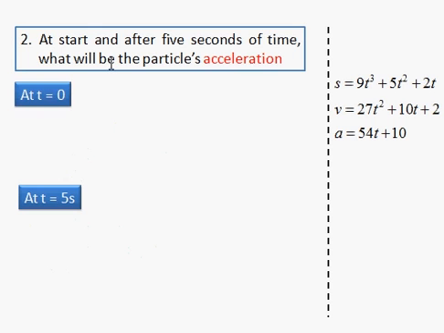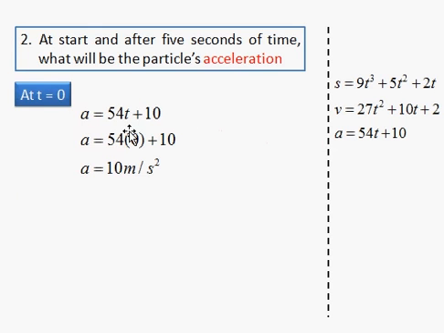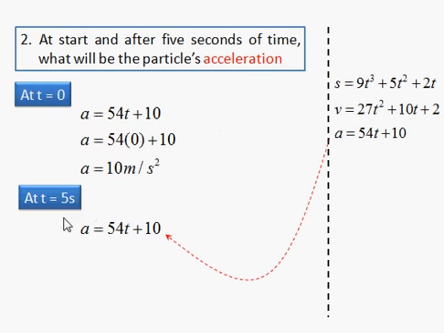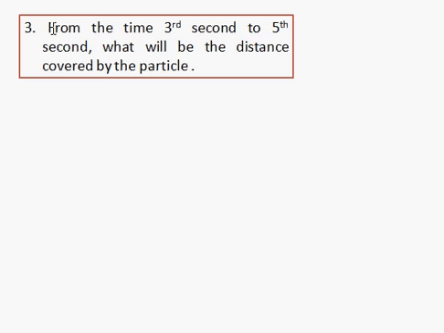At start and after 5 seconds of time, what will be the particle's acceleration? At start means at the beginning, that is when time is equal to 0, and when time equals 5, what will be the acceleration? Now utilizing the equation which is meant for acceleration, and substituting 0 in place of time t, we get acceleration. Similarly, we need to find the answer for the second part also when time is equal to 5 seconds. Utilizing the same acceleration equation and introducing 5 in place of t, we get this equation and answer like this. Let's move on to the final question.